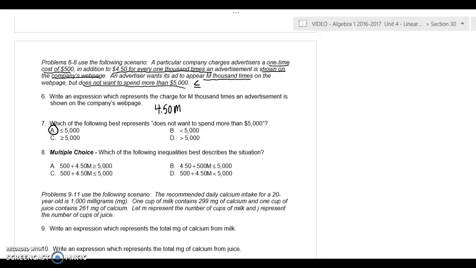And then which of the following inequalities best describes the situation? So the difference between 6 and 8 is we also have that initial cost. And that initial cost, that one-time fee of $500, applies to how much they're going to spend. So in this case, it looks like the best choice would be that 500 plus 450m less than or equal to 5,000.